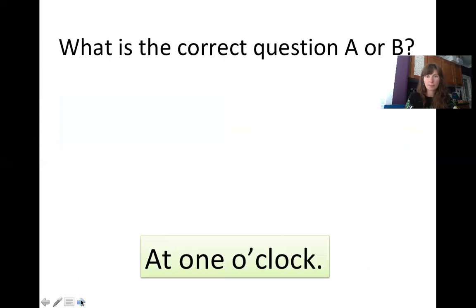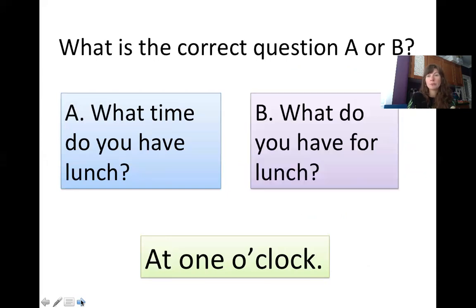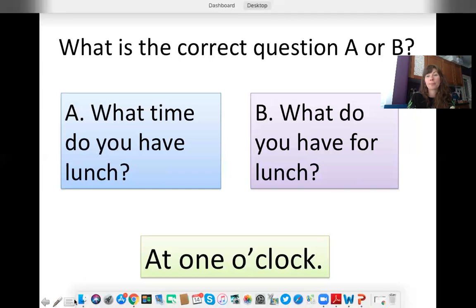Okay, next one. So the answer here is at 1 o'clock. Okay, so is it going to be question A? What time do you have lunch? Question B. What do you have for lunch?